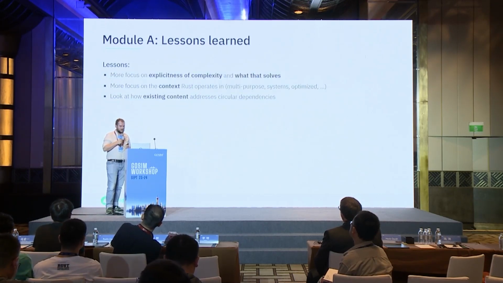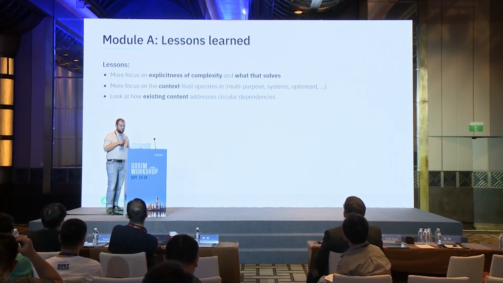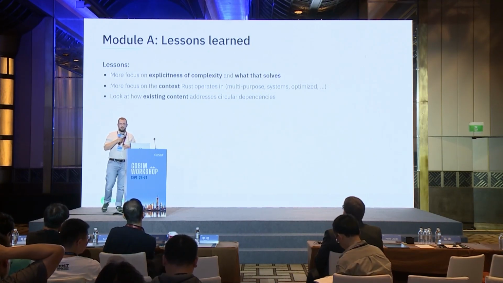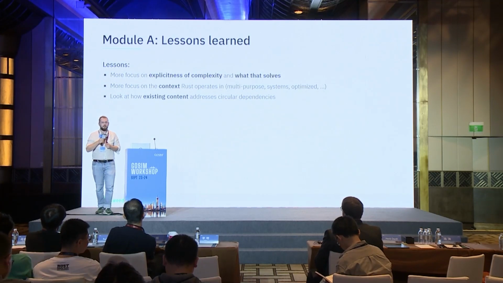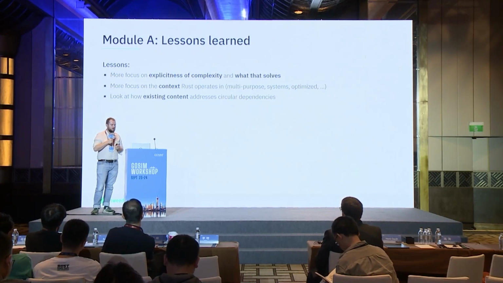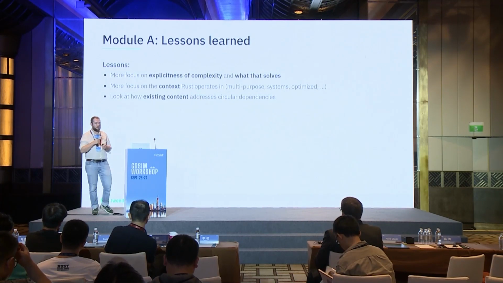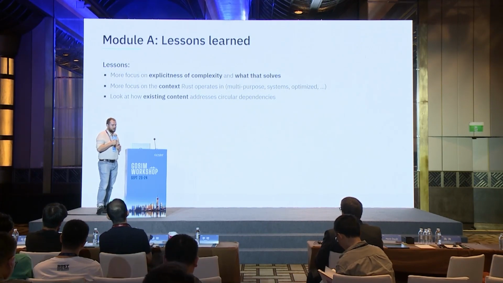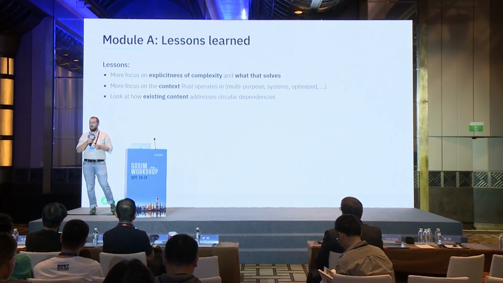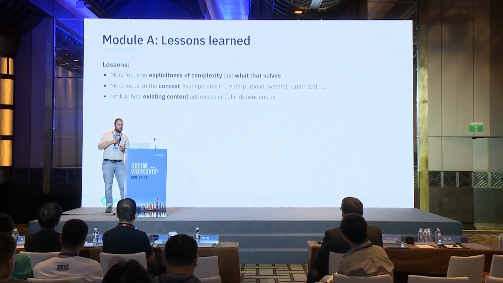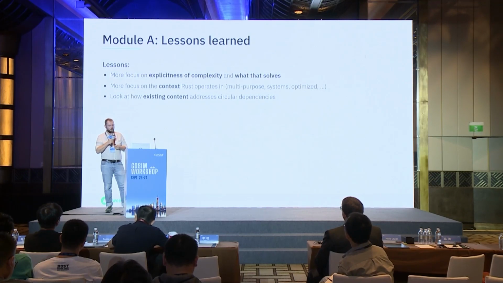Yeah. So what did we learn? We should next time focus on explicitness of complexity and what that solves. So why is the complexity so explicit in Rust? What is it good for? And also, as I said, more focus on the context in which Rust operates, it being multi-purpose, it being a systems language, it being optimized, and also have more of a look at existing content, because people have done this before, and we should have done a bit more on that, I think.